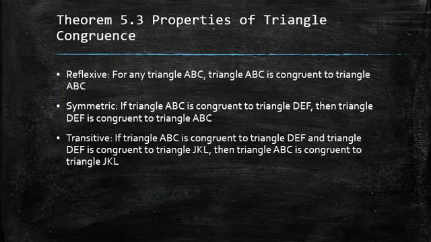Theorem 5.3 is on the properties of triangle congruence. We have already looked at similar properties. These are just pertaining to triangles. So, to sum up, the reflexive property states that for any triangle ABC, it is congruent to itself. The symmetric property states that if triangle ABC is congruent to triangle DEF, then triangle DEF is also congruent to triangle ABC. The last one is the transitive property, where if triangle ABC is congruent to triangle DEF, and triangle DEF is congruent to triangle JKL, then triangle ABC is congruent to triangle JKL.